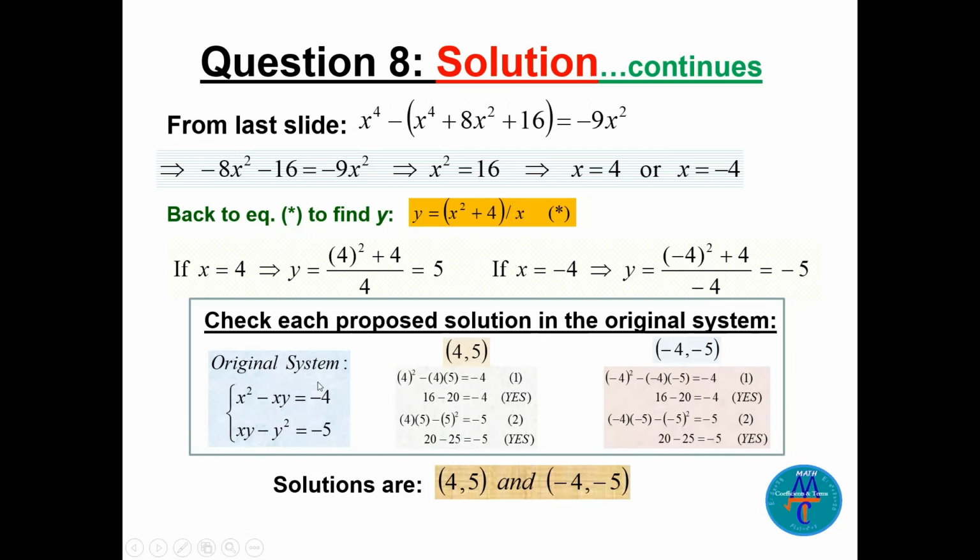I put here for you the original system, easy to see. I put the first point, 4 and 5. You check it in each equation, and then the second point, minus 4, minus 5. Both points are acceptable, so we can write the solutions are (4, 5) and (minus 4, minus 5), 2 points.